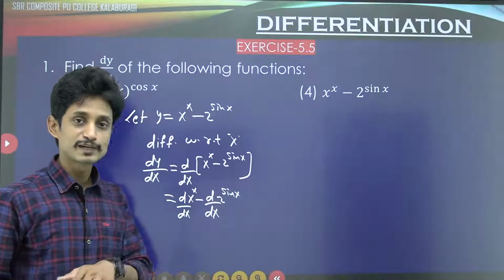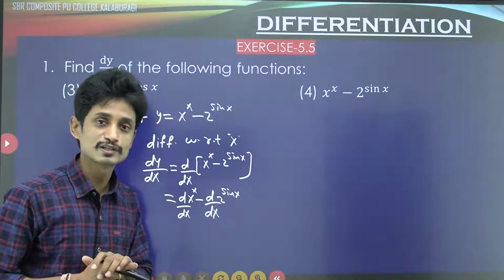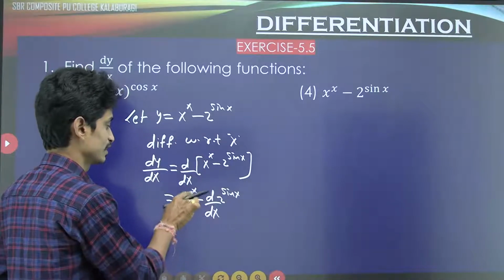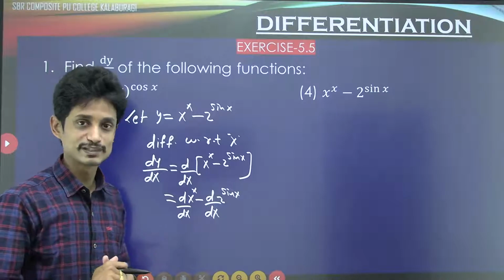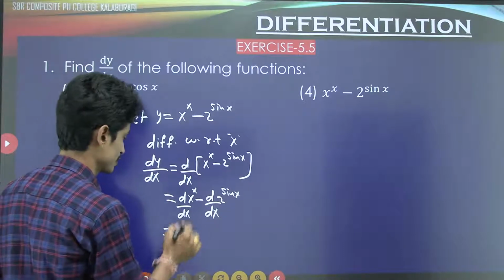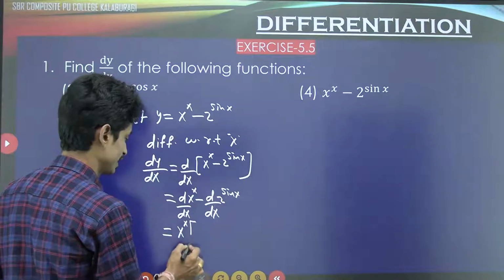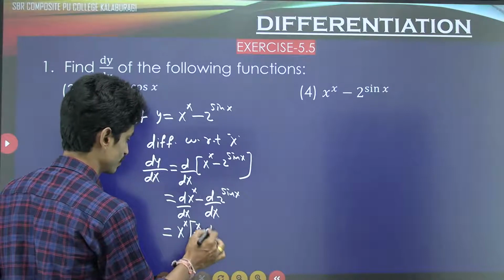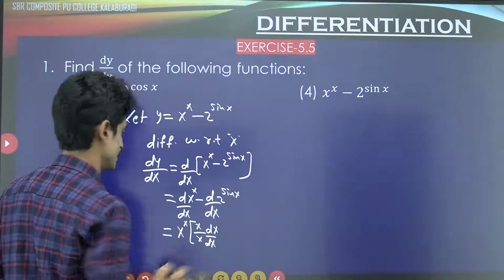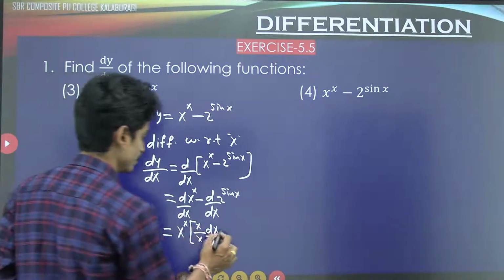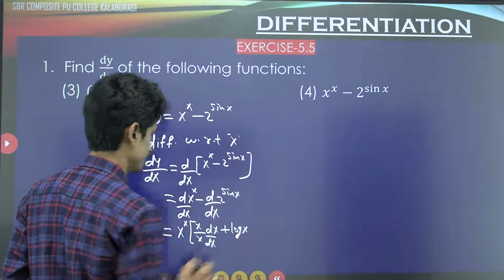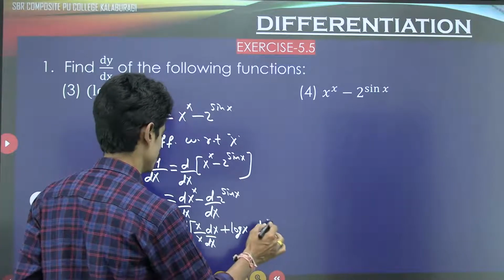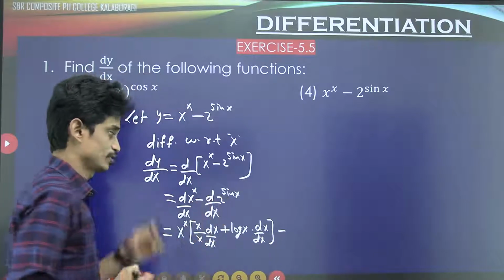While differentiating x power x, I can see that this function is of the form u power v, because the base is a function and the power is also a function. Both sides have the variable, so we can differentiate. According to that formula: outside the bracket as it is, inside the bracket power divided by base into d by dx of base, plus log of base, which is x, into d by dx of the power, which is also x.